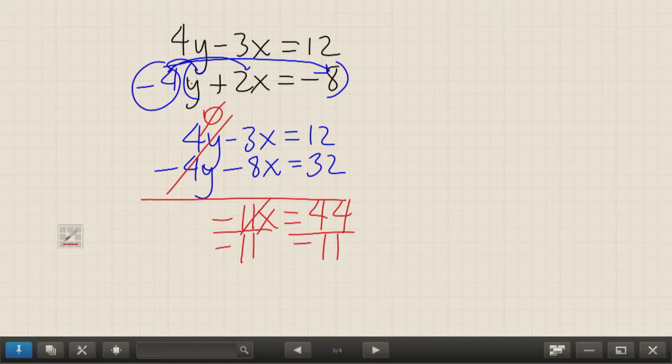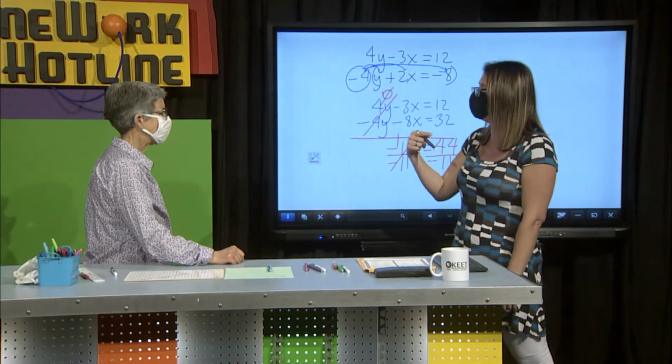And then x equals, opposite of a positive is a negative, so negative 4. And our point over there on the graph was negative 4 comma 0.